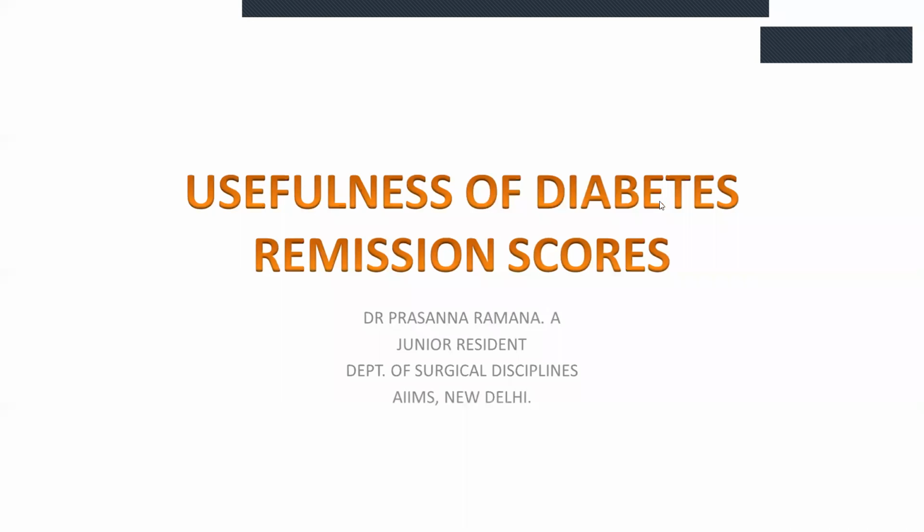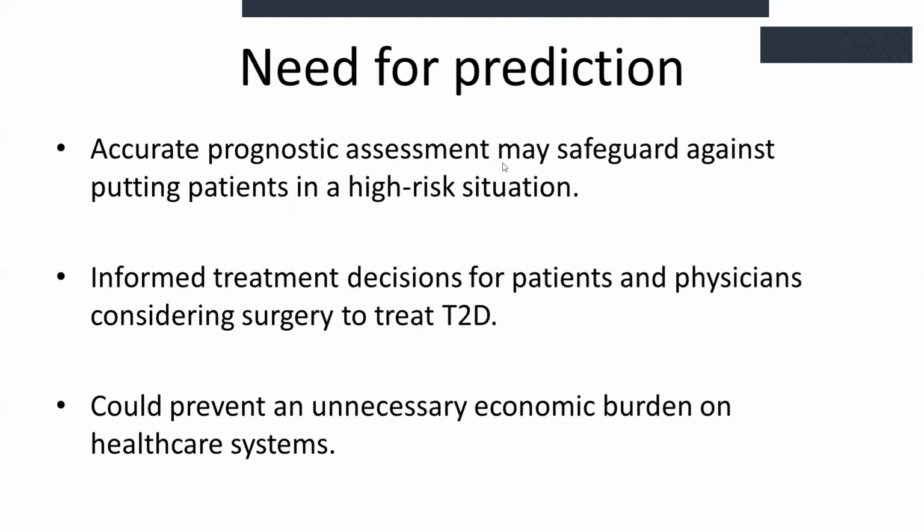So I'll be doing my topic, usefulness of the diabetes remission scores. So what is the need for a prediction? Basically, accurate prognostic assessment may safeguard against putting patients in a high risk situation.